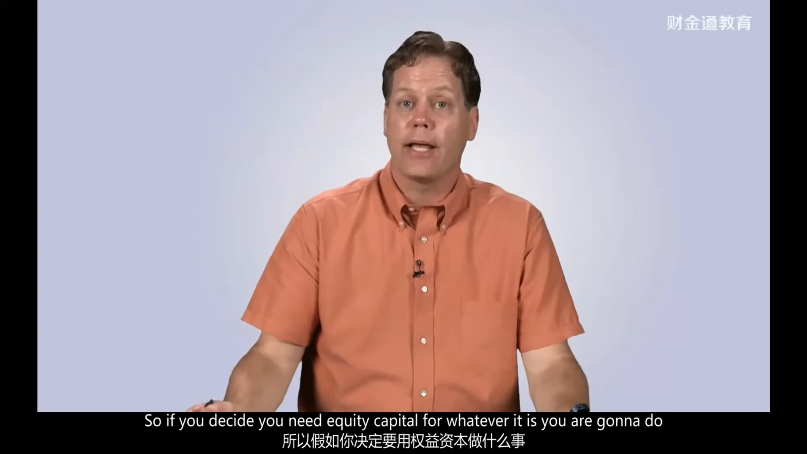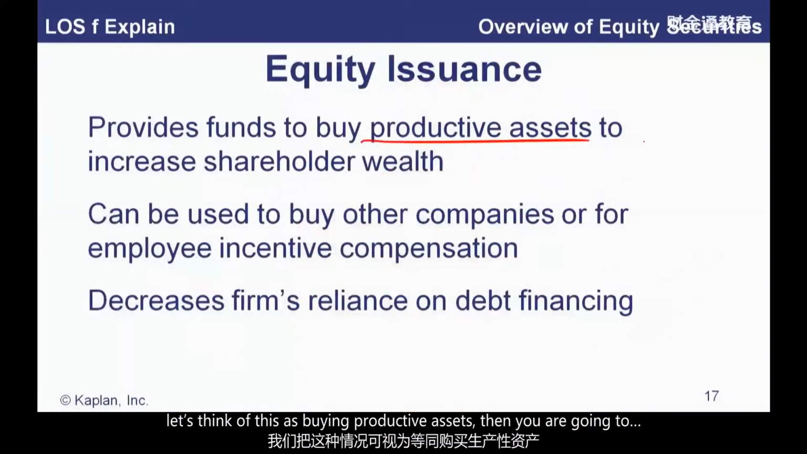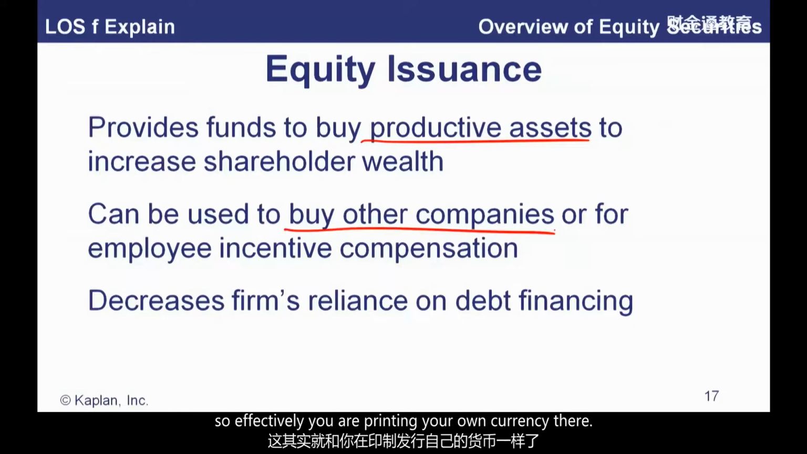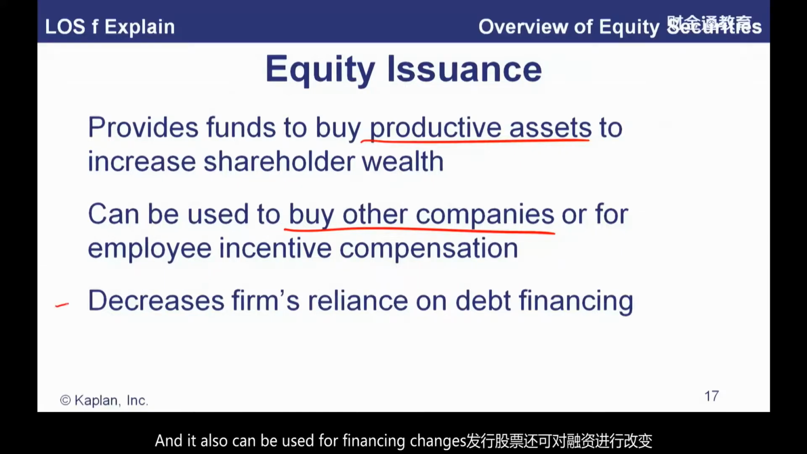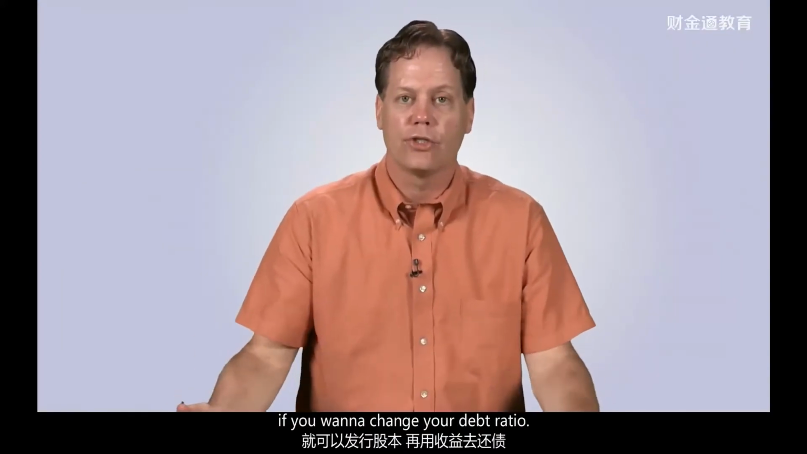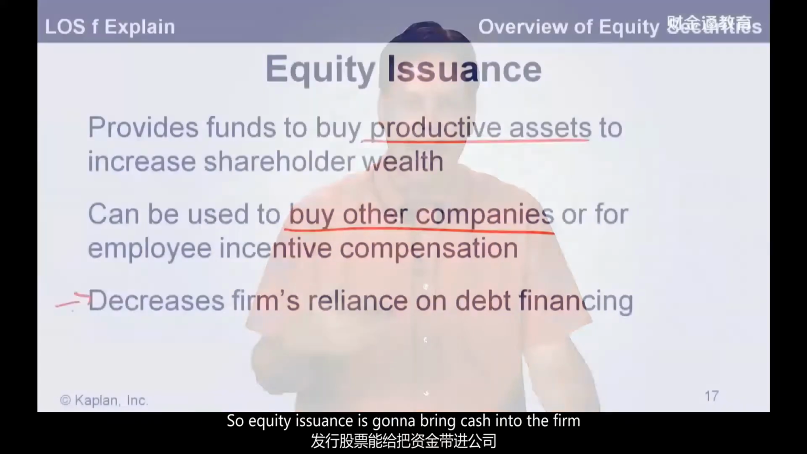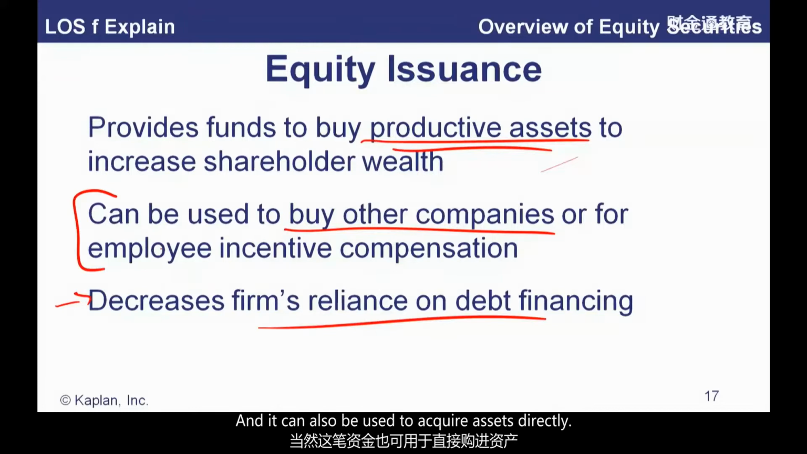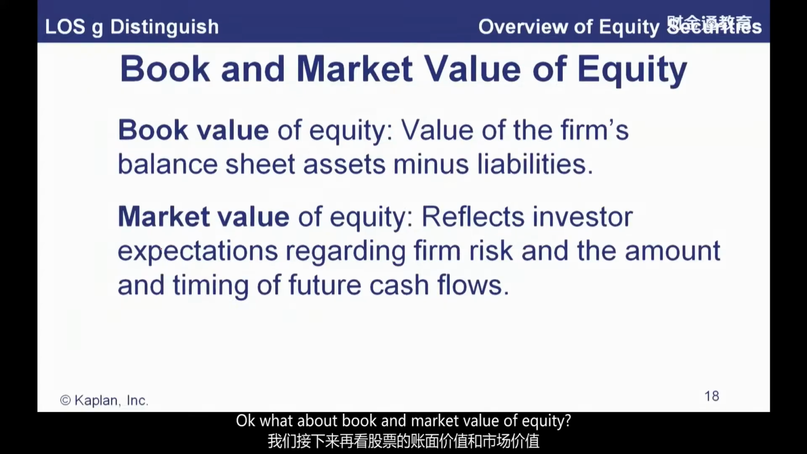If you decide you need equity capital for whatever it is you're going to do, let's think of it as buying productive assets, then you can borrow money, you can retain equity, or you can issue shares in order to bring cash into the firm. You can also issue shares to buy other companies. So effectively you're printing your own currency there. Print up some shares of stock and buy a company. It can also be used for financing changes. You can issue equity and use the proceeds to pay down debt if you want to change your debt ratio. So equity issuance brings cash into the firm for productive assets or to pay off debt, and can also be used to acquire assets directly. Okay, what about book and market value of equity?